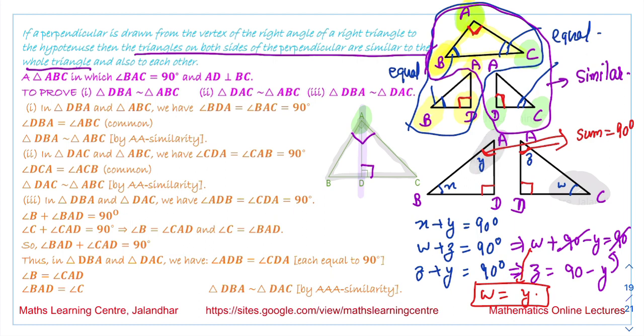If we look at these two triangles, the angles at D are equal, and the angle at C and the angle at A are equal. So by AA similarity criteria, both these triangles are similar to each other, and this is what we had to prove.